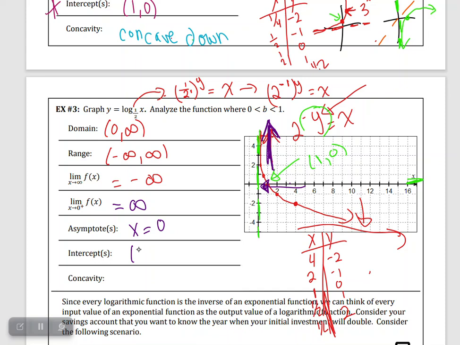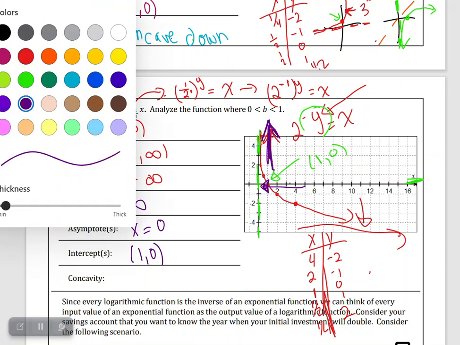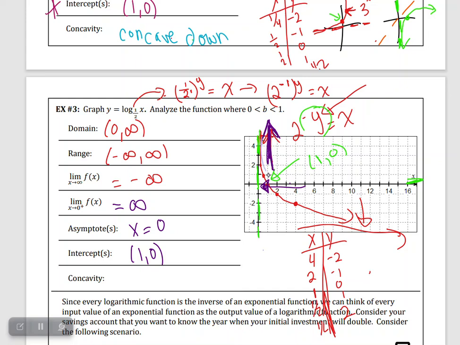We talked about this already. That intercept doesn't change. It's still at (1, 0). But look at that concavity now. Okay, so here's the graph. See that start of that smile? So it's going to be concave up.